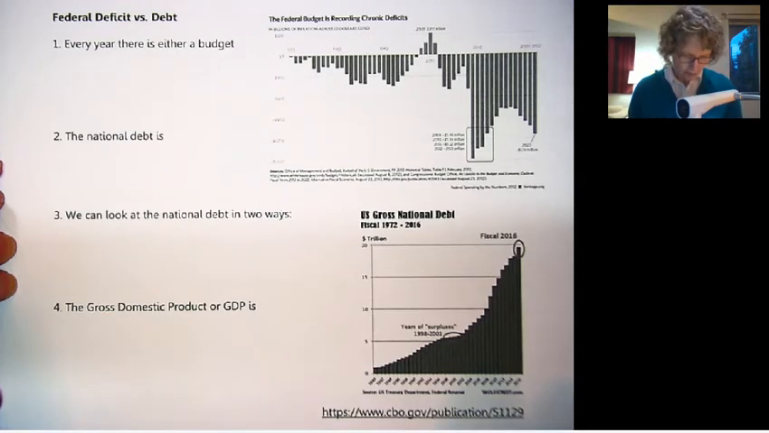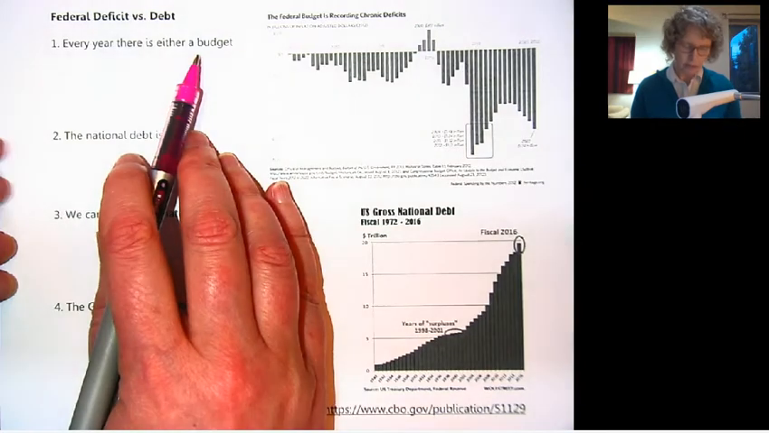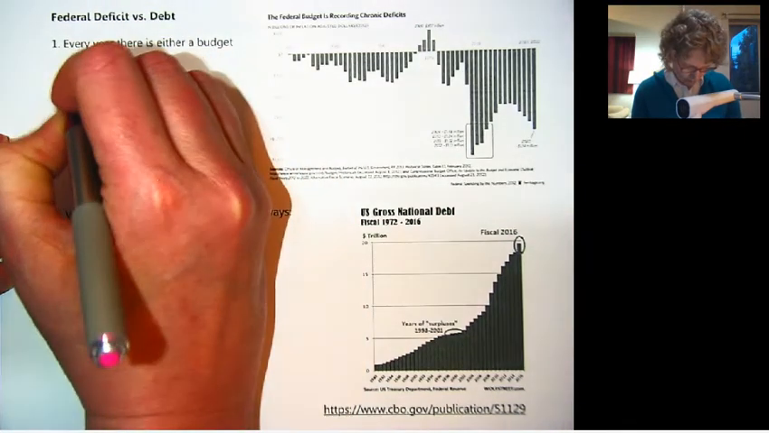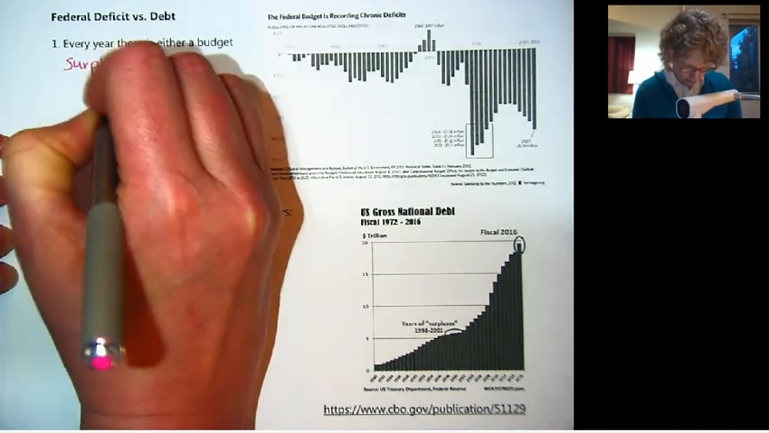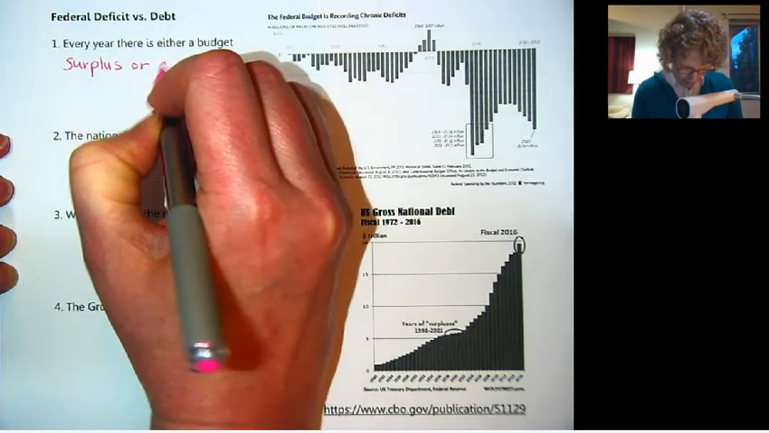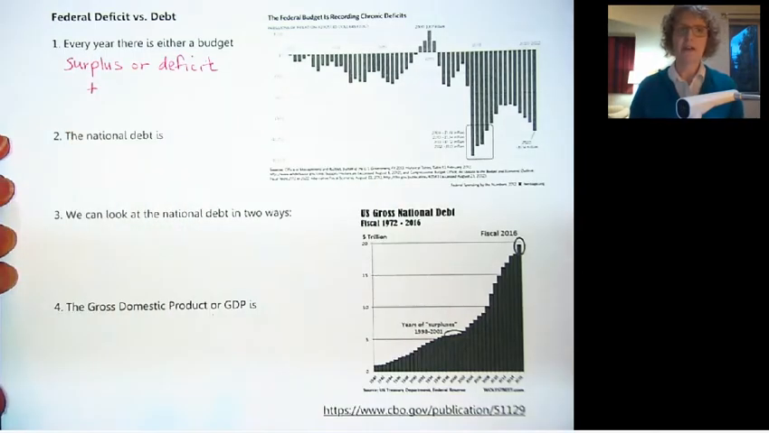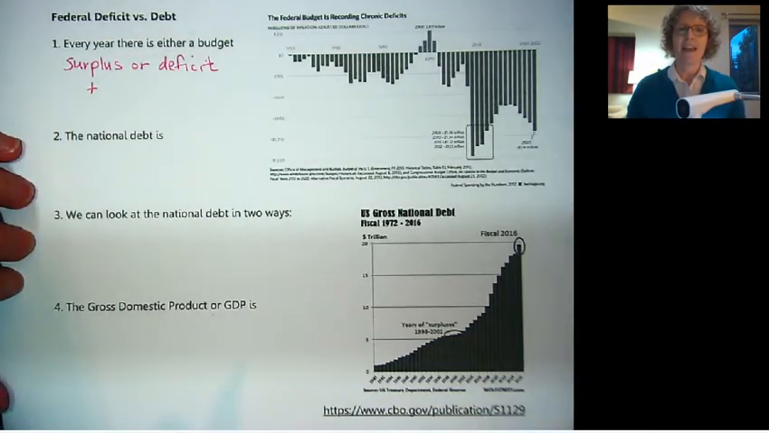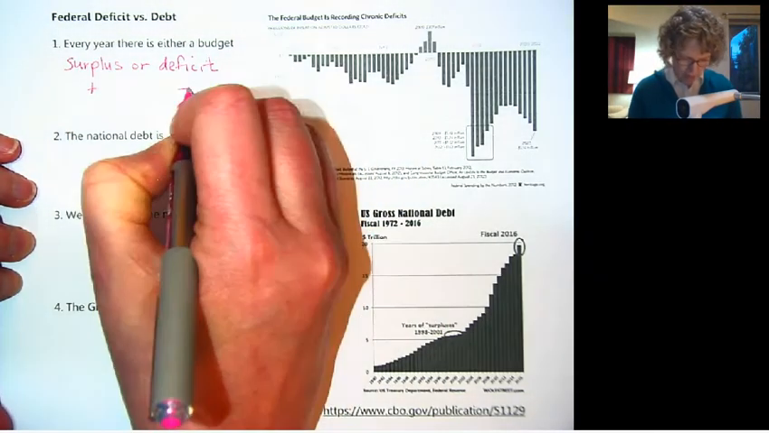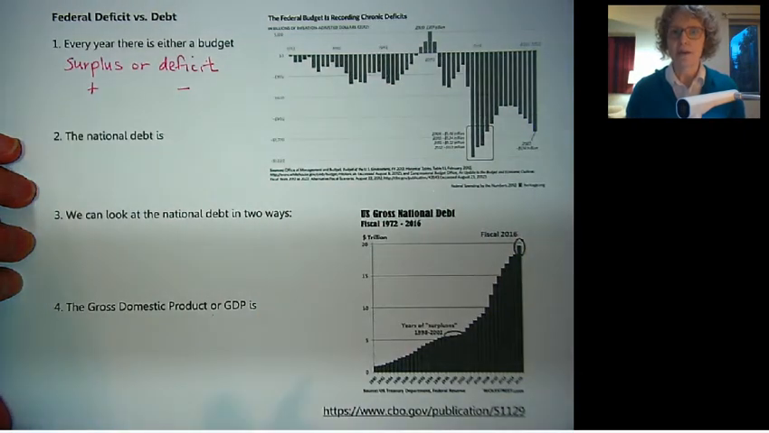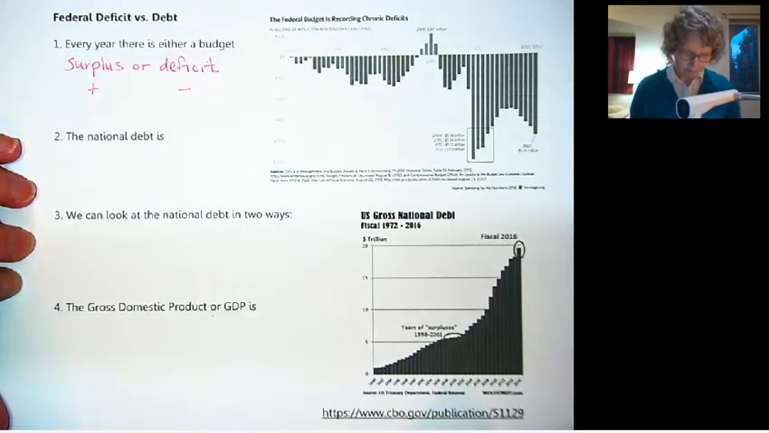So every year there's either going to be a budget surplus or a budget deficit. Okay, a surplus is when you have extra money, wouldn't that be nice? And a deficit is when you have less, you don't have all the money that you need. You're spending more than you're bringing in.